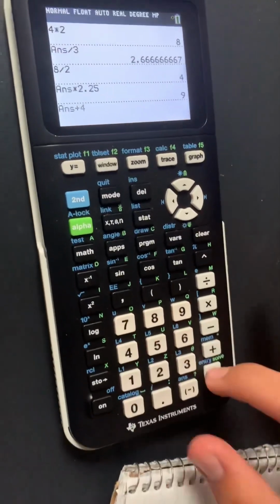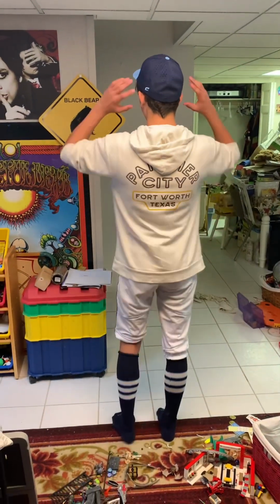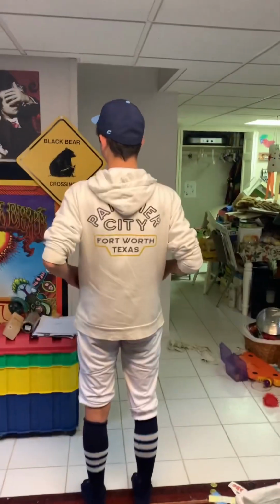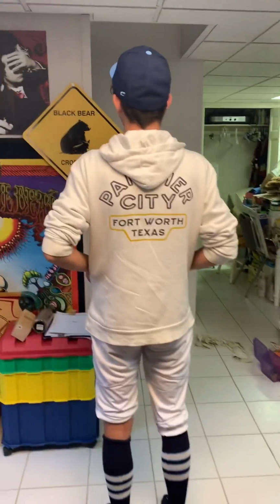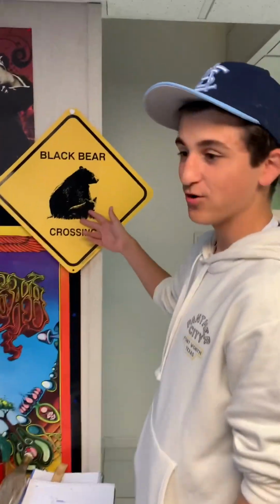9 plus 4, which equals 13. Woo! Oh no, a bear crossing. Oh, but look at this side. It's like a perfect rhombus.